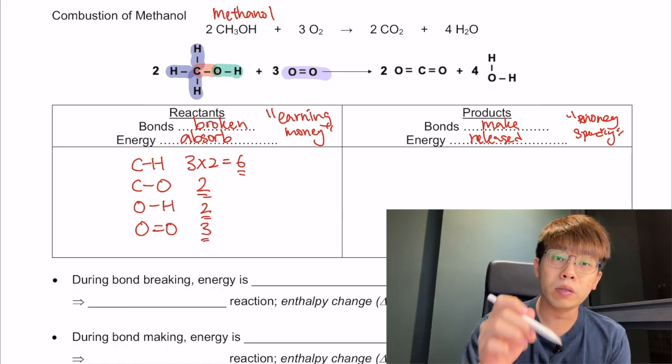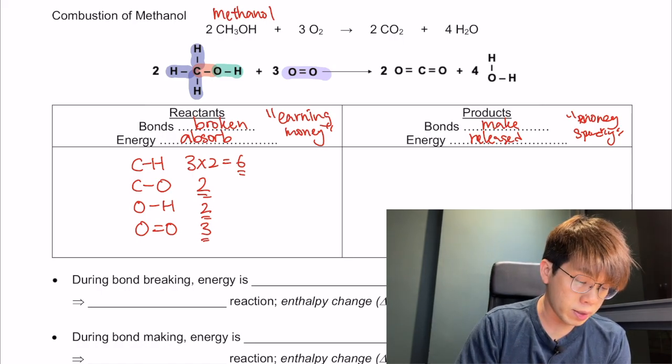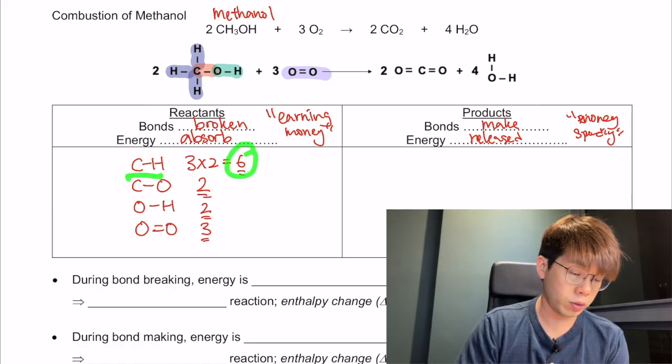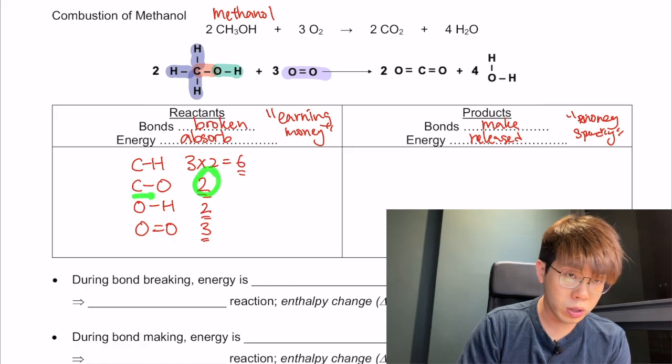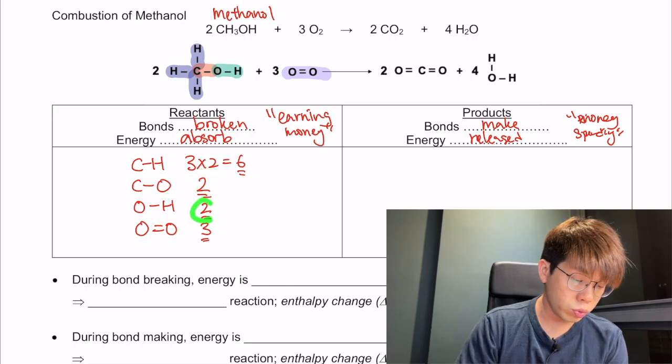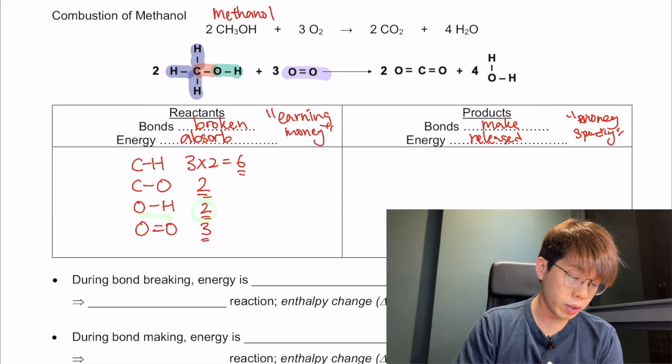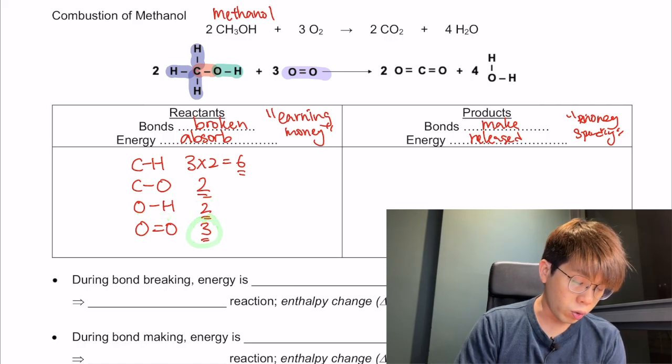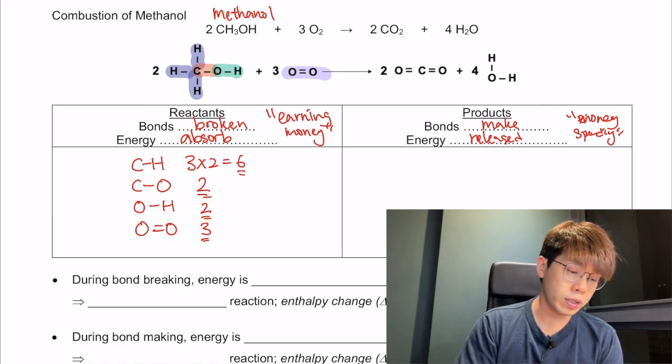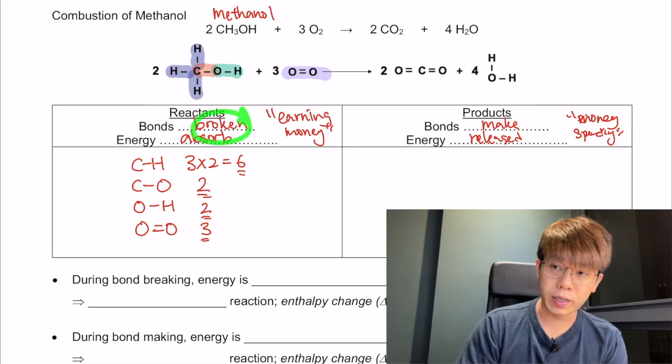So in this chemical reaction, I need to break 6 C-H bonds, 2 C-O bonds, 2 O-H bonds, and 3 O=O double bonds. So these are the bonds I need to break, right?